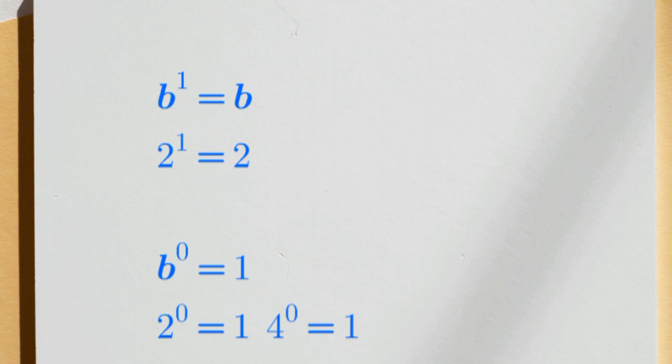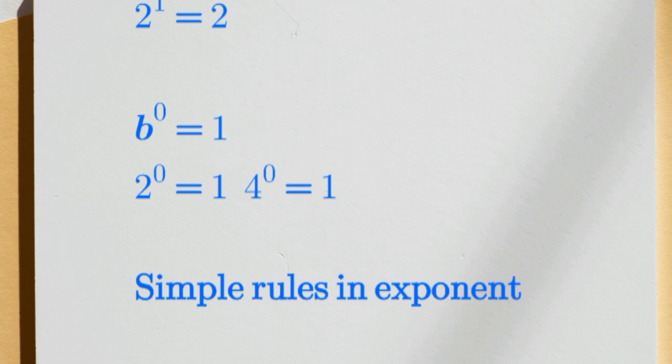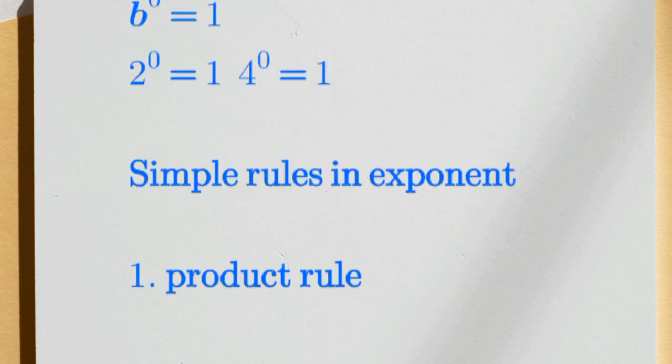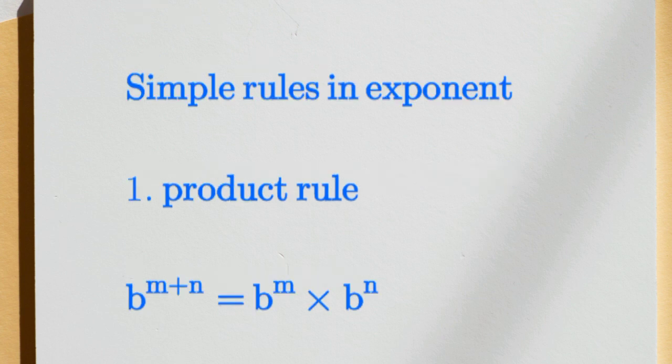Now, the other rules in exponents are the product rule, the quotient rule, and the power to power rule. So we're going to go through these one by one. Now, first of all, the product rule. This simply says when you have b raised to the power of m plus n, it is equal to b raised to the power of m multiplied by b raised to the power of n.